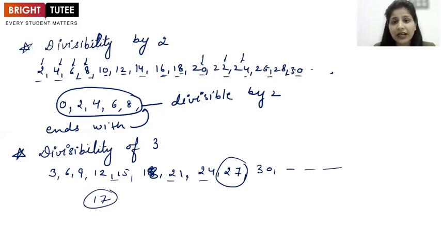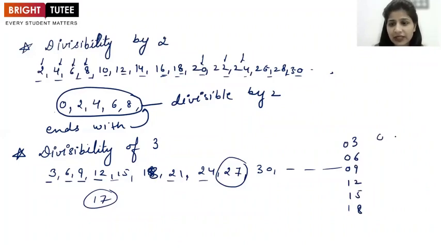So I need to think some other way out so that I can find out if the number is divisible by 3 or not. So 3 can be written as 0, 3, then 6, 9, then 12, then 15, then 18 we have. Okay, let's try to add these digits.